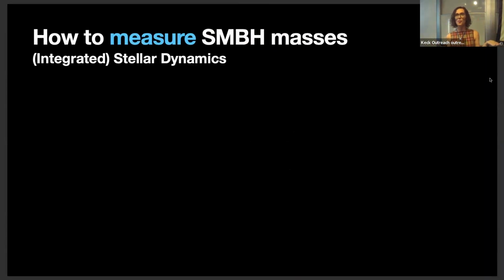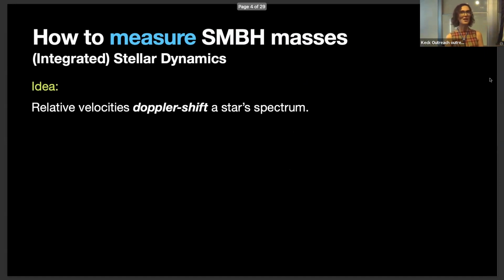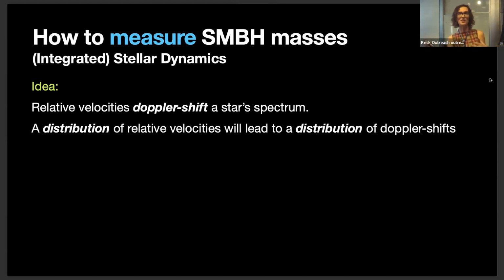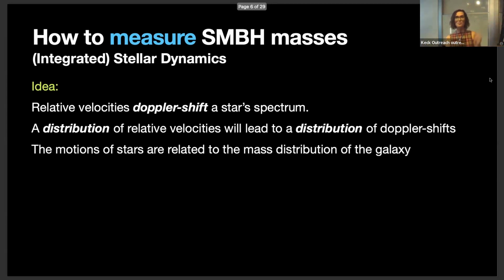So how would we go about finding a supermassive black hole in one of these galaxies? The technique I use is called integrated stellar dynamics. The notion here is relatively straightforward and intuitive. If you have a relative velocity between you and a single star, you'd expect there to be a Doppler shift in that star's spectrum. If you then have a population of stars that all have different relative velocities, you expect a distribution of Doppler shifts. And if you can measure this very precisely, you can work backwards and do lots and lots of modeling and figure out what the mass distribution of the galaxy looks like.